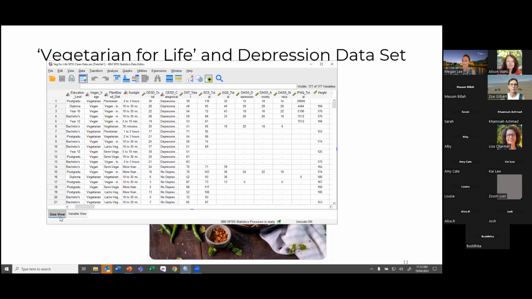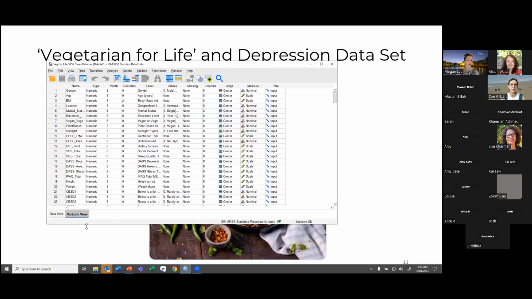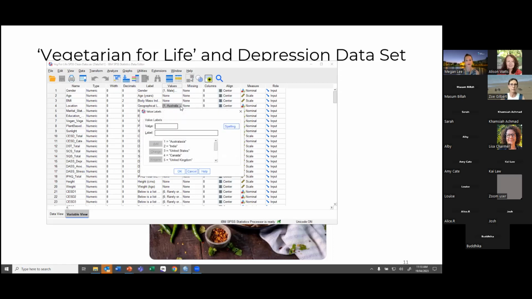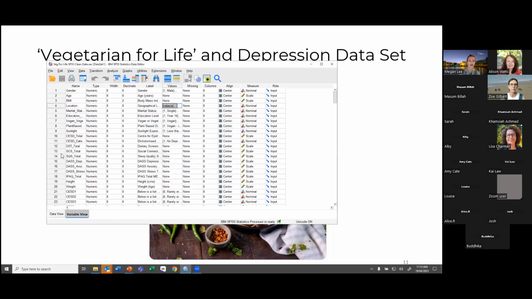So those of you who have done the workshops have seen this. We have our data set where we've asked demographic variables like gender, age. We took height and weight, which are down here now, and we used those to calculate the BMI, because it's rude to ask BMI or people won't know. We asked about geographical location, mostly Australasia, India, and other Western countries like the United States, Canada, and the United Kingdom. Education level, whether or not they're vegan or vegetarian.